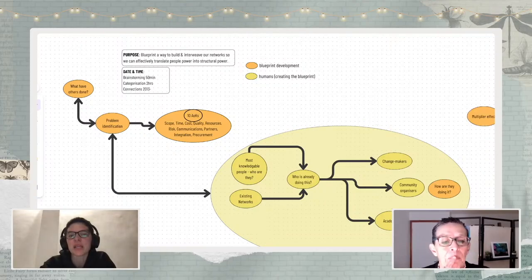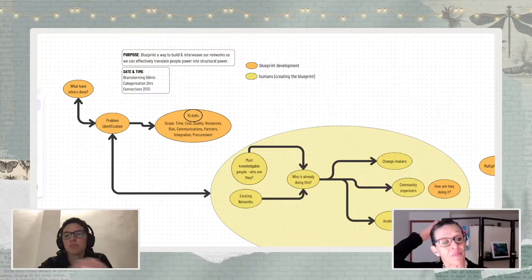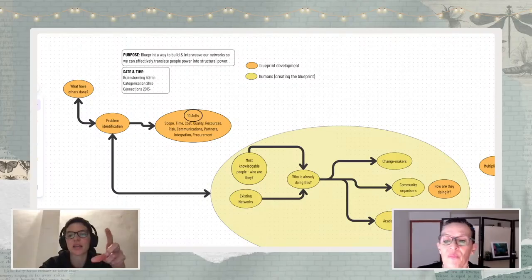Okay. And I was thinking multiplier effect, and how are they doing it? Once we identify who is already doing this kind of work in these spaces, then the question would be, okay, how are they doing it, right? So that would come sort of after. What do you think? Yeah, I think it would be.